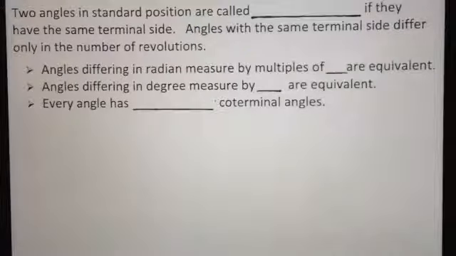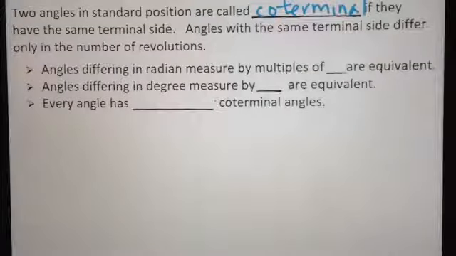All right, next, 2 angles in standard position are called coterminal if they have the same terminal side. So terminal side is the ending side, or what the whole angle is, and if they're in the same spot, then you'd say they're coterminal. Angles with the same terminal side differ only in the number of revolutions. So the number of revolutions is how many times you went around the circle, which you'll see in a second.